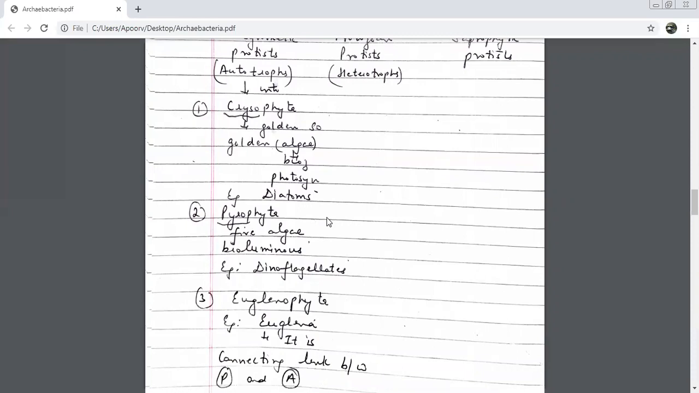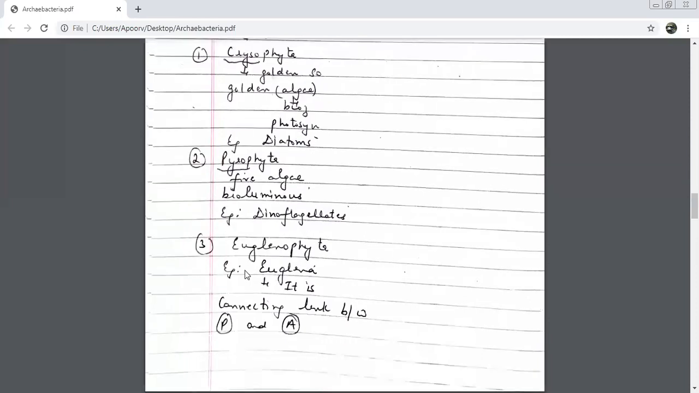The second one is pyrophyta. Pyro, P-Y-R-O, pyrophyta. They are known as fire algae because when you see them, they are actually bioluminescent. They emit light. You know about the term bioluminescence? Have you heard about it? You must have read about fireflies somewhere in junior classes. Living ones which seem to emit light. Similarly, pyrophyta are known as fire algae, and the example is dinoflagellates. Here we have the example diatoms, and here the example dinoflagellates. Examples are very important.